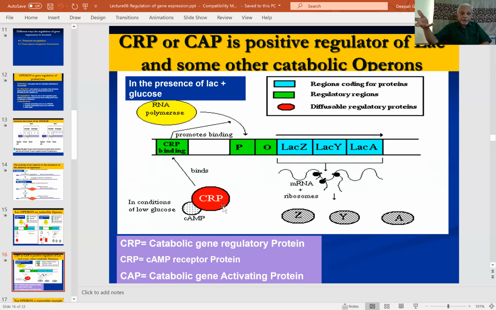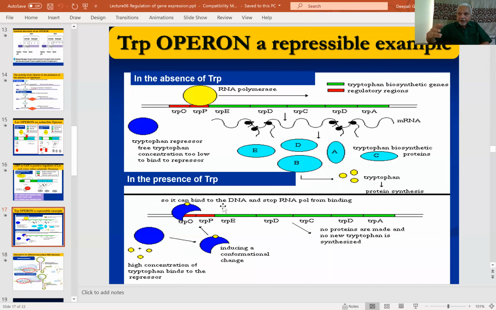So this operon actually is under both negative and positive control. Okay. Now there is another scenario wherein the operon is controlled by the product. So long as that product is there, the operon is kept in check. And once the product is not there, the operon starts expressing. A simple example is the tryptophan amino acid biosynthetic operon, or Trp operon, as we call it. It is an example of a repressible operon.